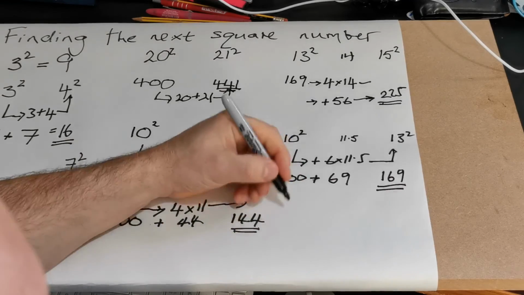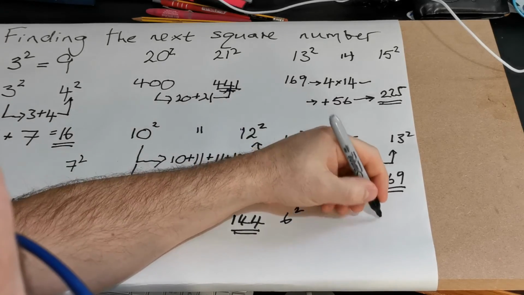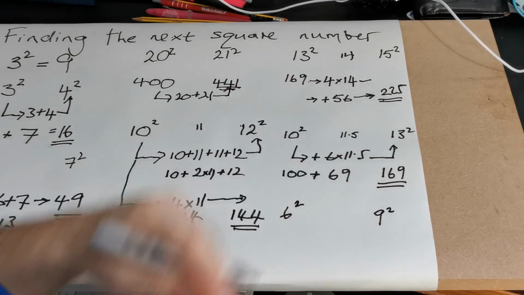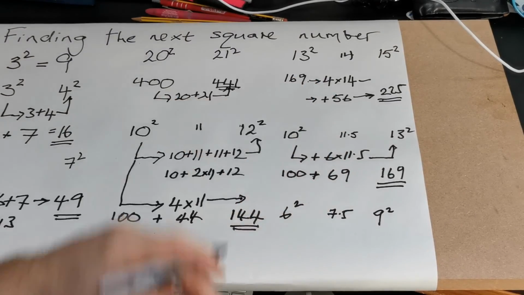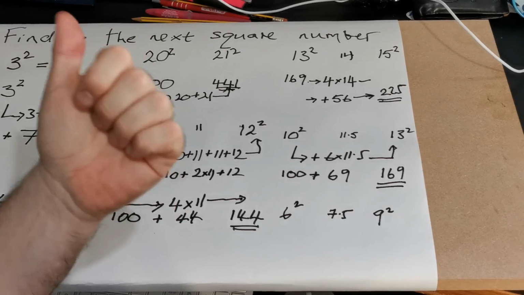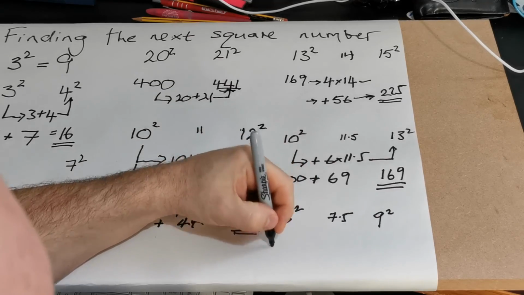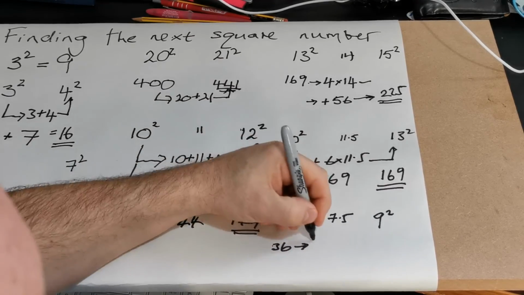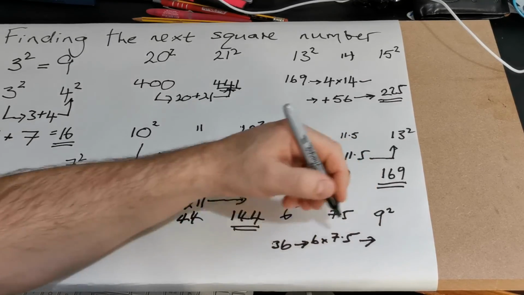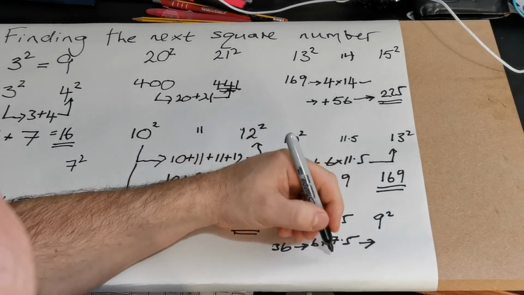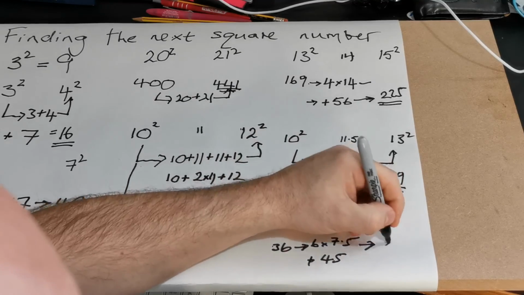So one final case is 6 squared, and I want to get to 9 squared. Halfway between 6 and 9 is 7.5. So I would have to do 6, 2 7s, 2 8s, and a 9. That's 6 numbers altogether. So I'm going to do 36, which is 6 squared, add 6 times 7.5. 6 times 7.5 is 45. So it's 36 add 45 is 81.